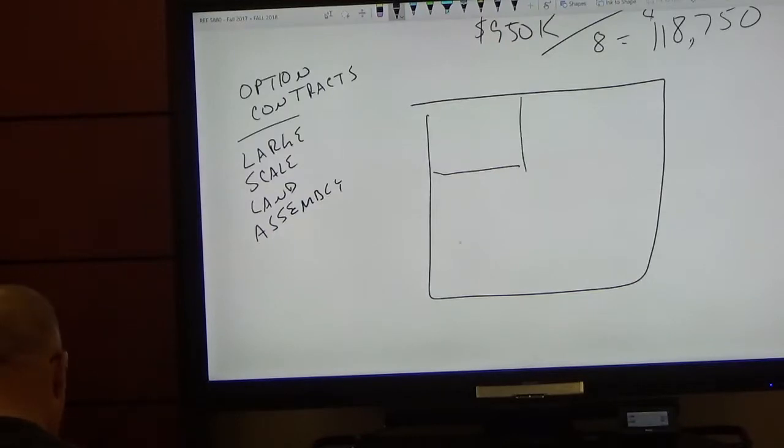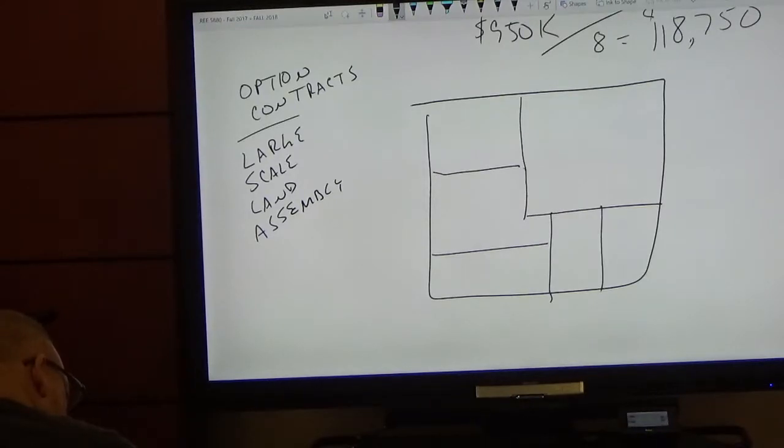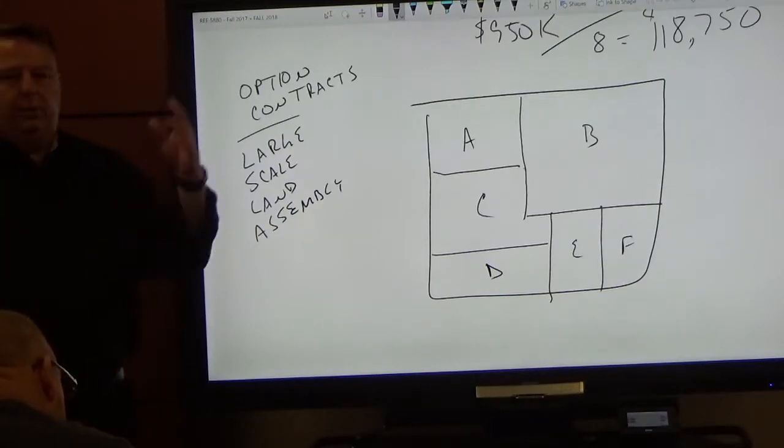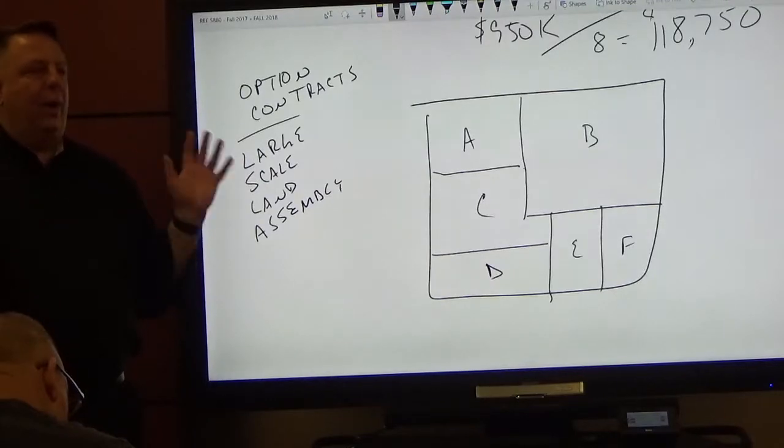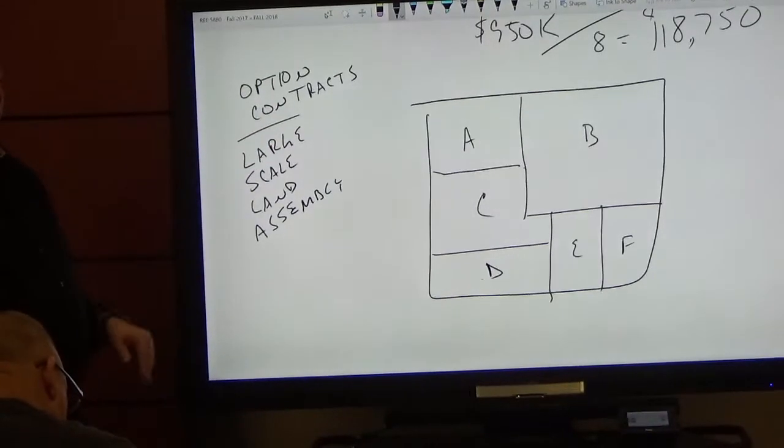So what you may have happen, you've got all these different property owners. So we've got, once again, property A, B, C, D, E, and F. You need all 6 of those parcels in order to do your shopping mall, your corporate campus, whatever the use is. You need all 6 of those parcels to make it work.